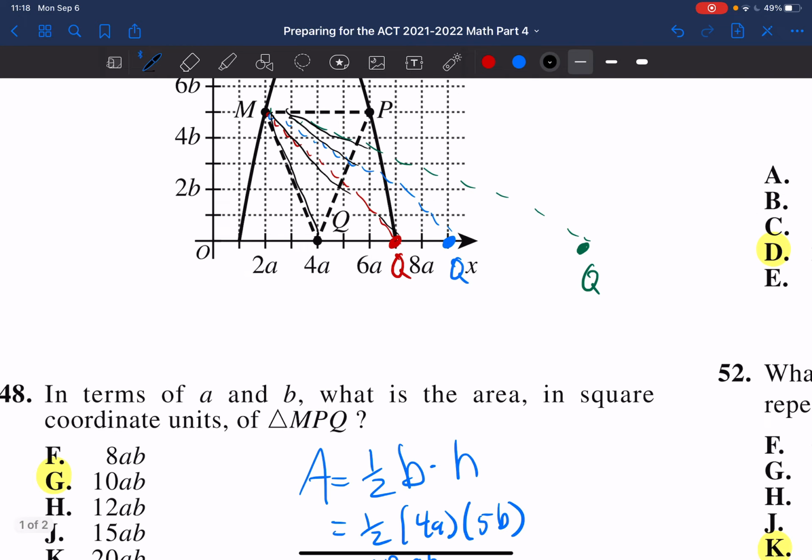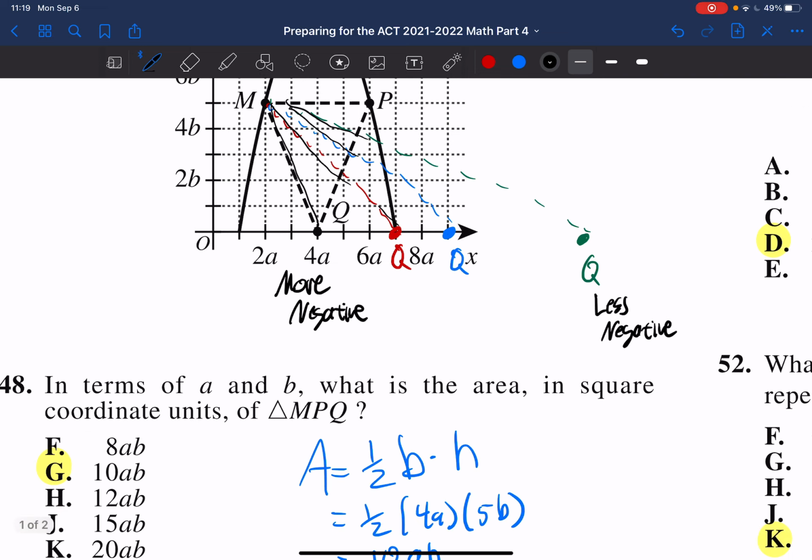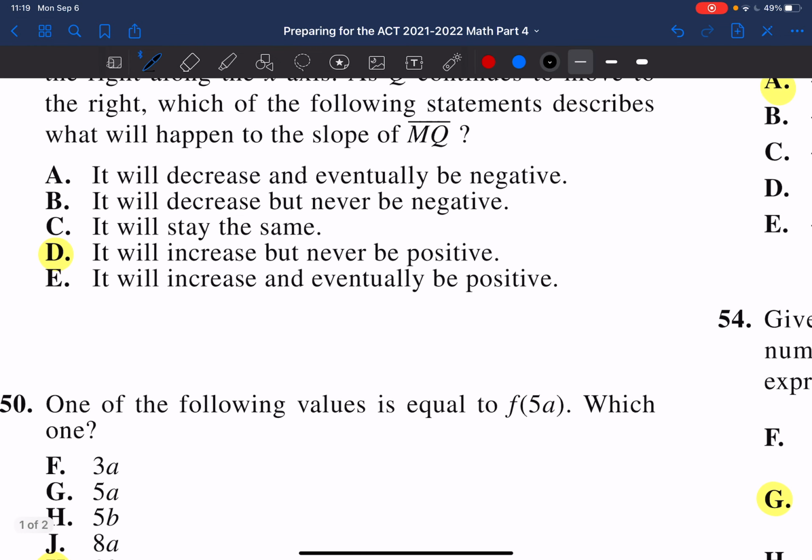Now this one will mess with students because they say, how is it increasing? Well, over here it is more negative. And over here on the right it is less negative. And so when you go from more negative to less negative, that's an increase. It's kind of like saying, I owed $1,000 and now I only owe $100. Well, that's an increase for me. Yes, I still owe something. Yes, I still have a debt, but it's less. And so that's what we're saying when we go from more negative, a steep slope, to less negative. So that's why the answer is letter D.